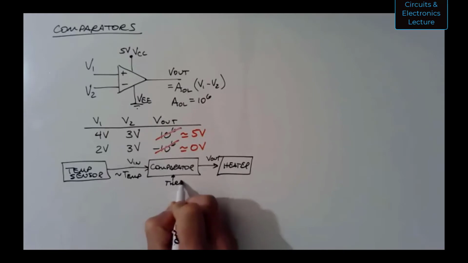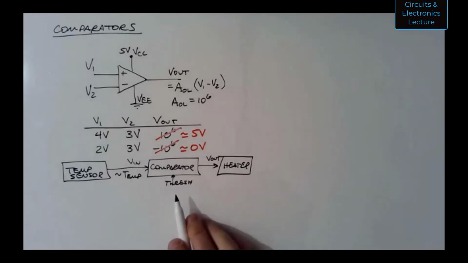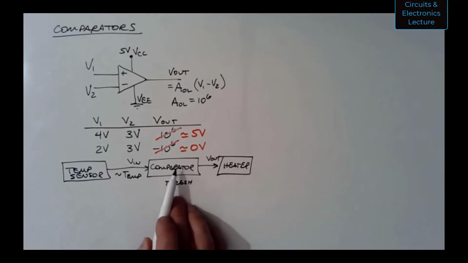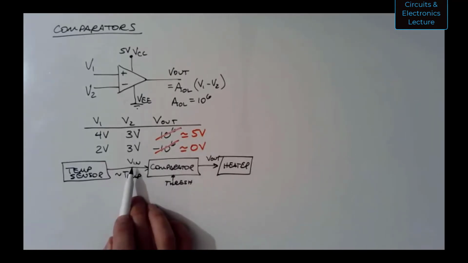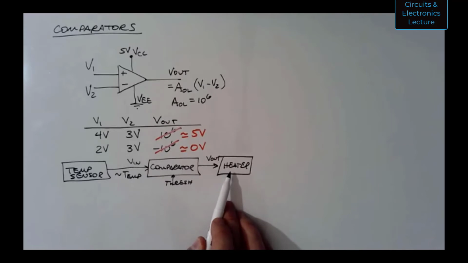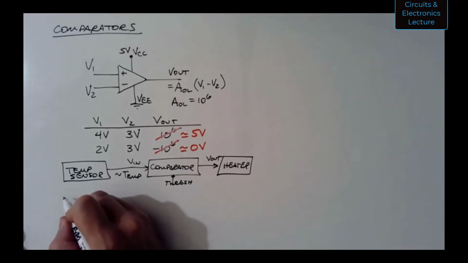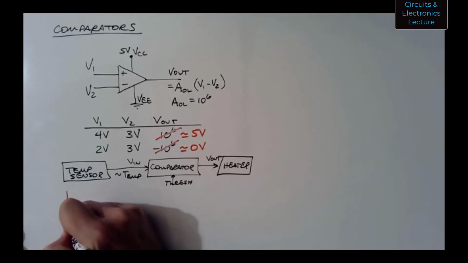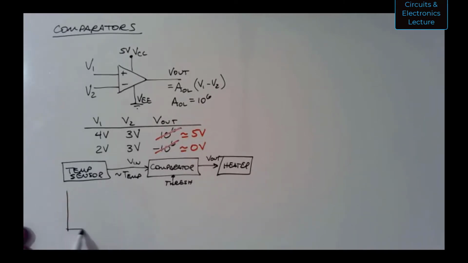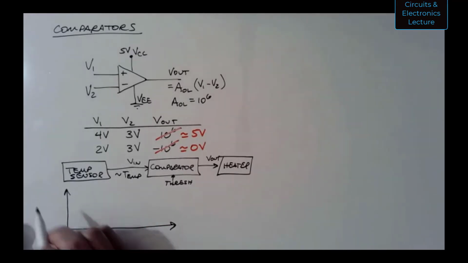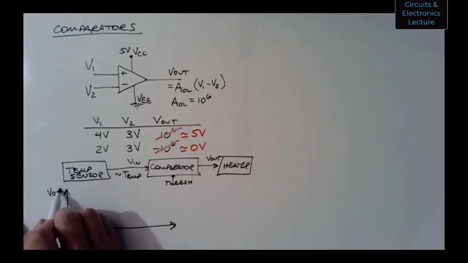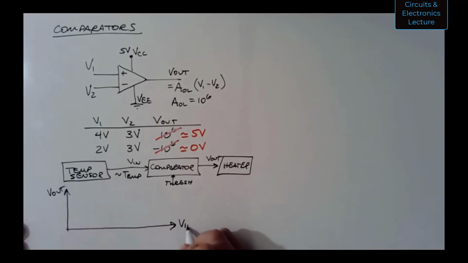So what I want is at some given threshold, right? Threshold. That's the temperature you want to hold with the heater. You're going to compare the threshold to the input voltage and decide whether to turn the heater on or not. So that's what you can do with something like this. Let's draw that characteristic of what we want here. Like what we want the output voltage to be given an input voltage.